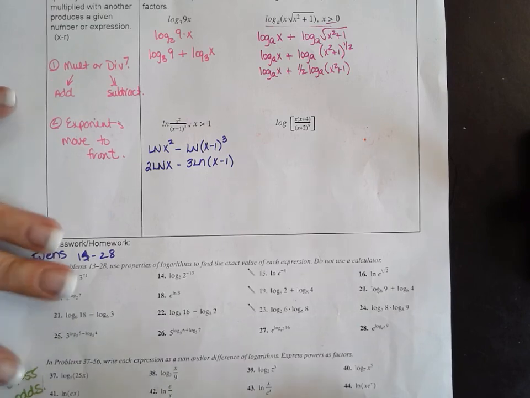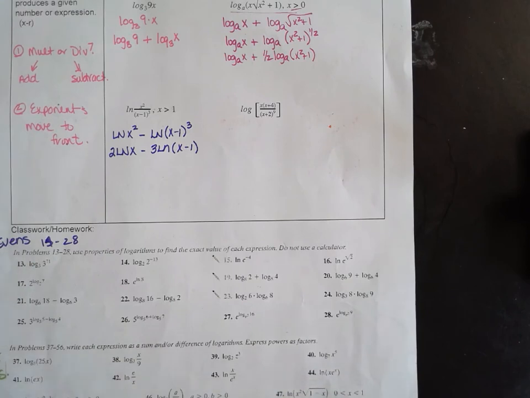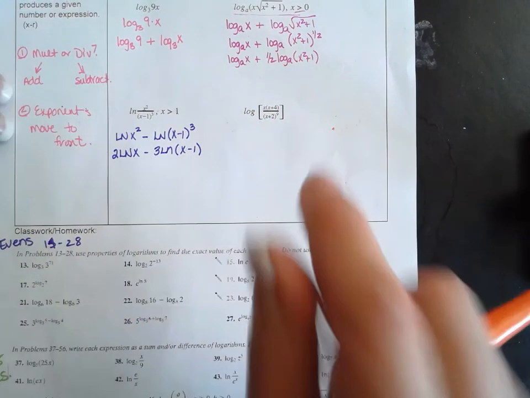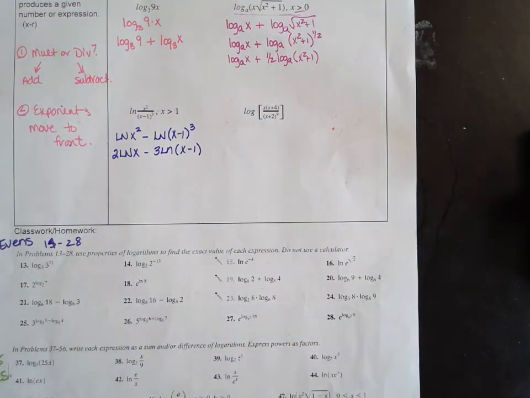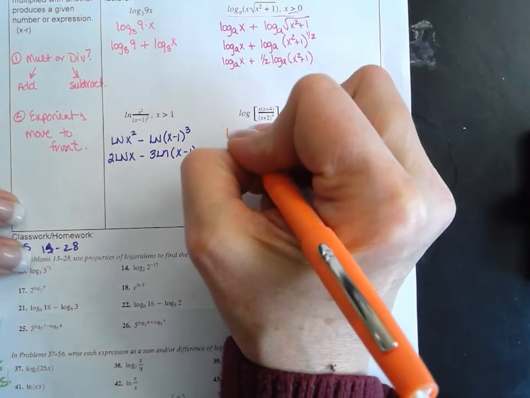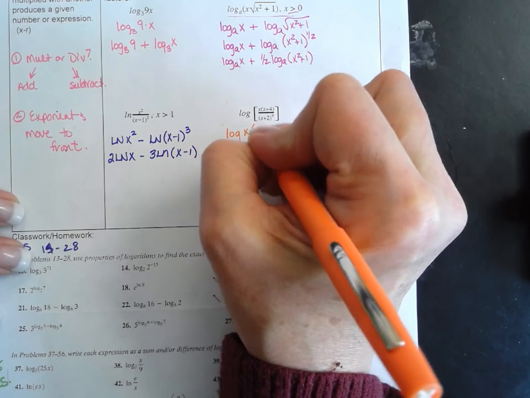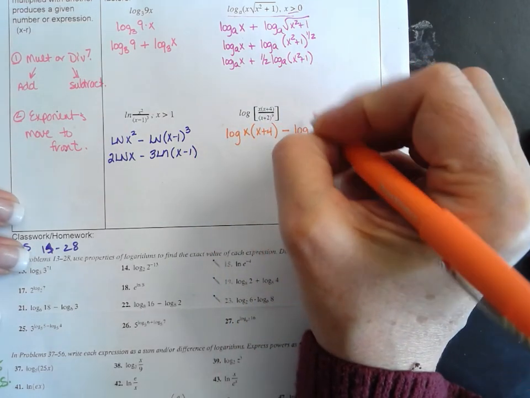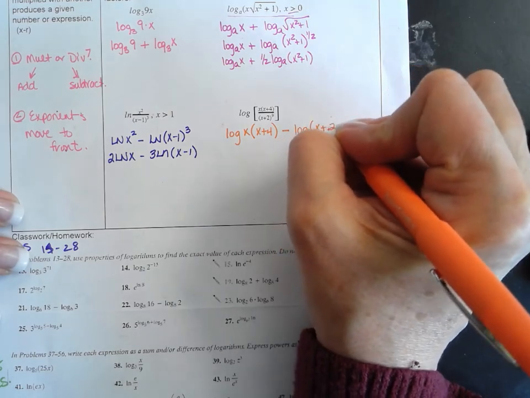All right, one more. What do I have? Do I have multiplication or division going on? I have both actually, because I got multiplication on the top. I got division. So let's start and break out into 2. So I got the log of x times x plus 4 minus the log of x plus 2 to the 9th.